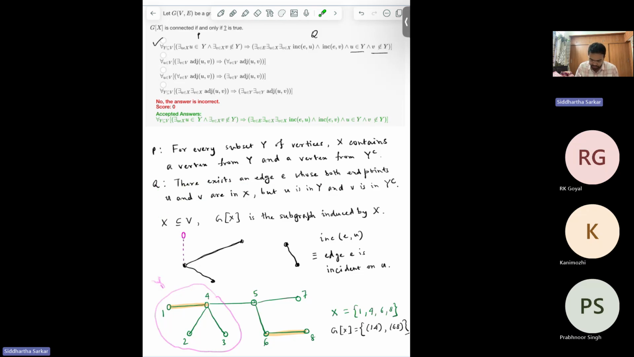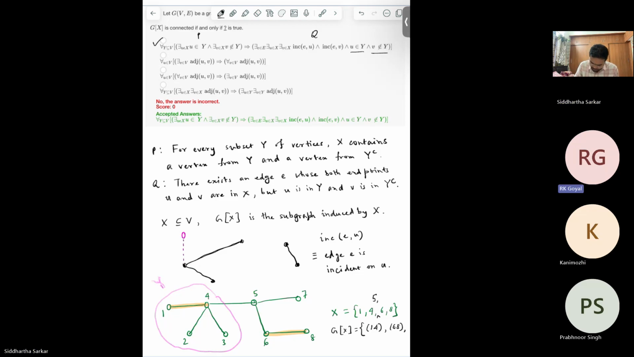So no matter what you do, you cannot find a Y such that statement Q can be made true. This is saying that the subgraph induced by X is not connected. So P is not implying Q. Now you extend X. Now you include one more vertex in X. So I'm including 5 as well. Once I included 5, what is the induced subgraph GX? Some more edges will be added.